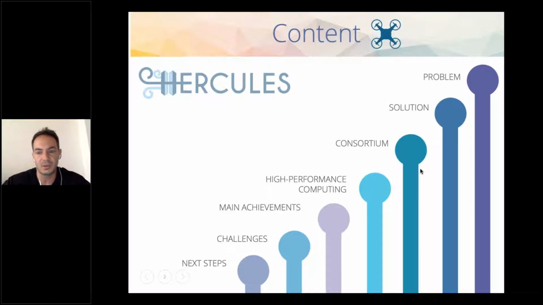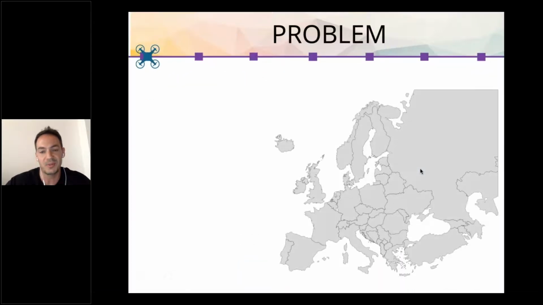In order to build that solution, we are going to need different backgrounds, different skills. So we have built up the consortium that I will show you in some slides. And why it's so important for us, high performance computing, that we are obtaining thanks to the FF4 framework. Then we will go for the main achievements, challenges, and next steps. Okay, so let's start with the problem, right?